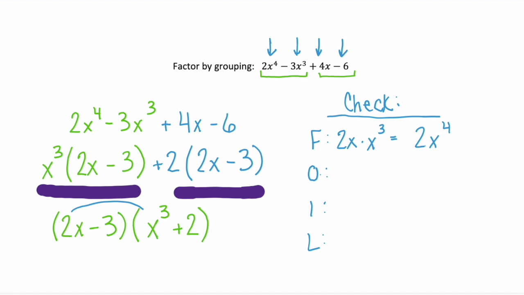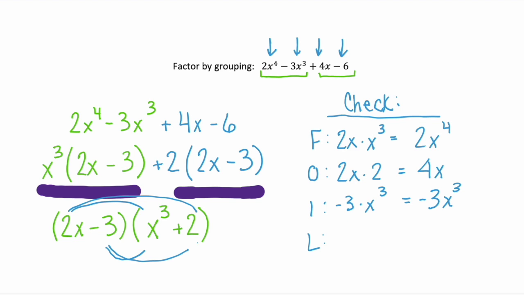The O, outer, you multiply those two outer terms, or 2x times 2, which is 4x. I for inner, so the inner two terms, negative 3 times x cubed, or negative 3x cubed. And then the L, last, so negative 3 times 2, or negative 6.